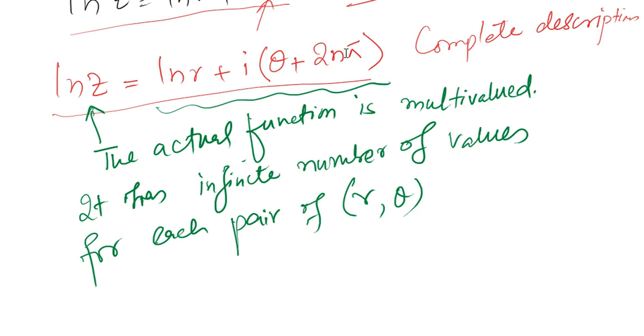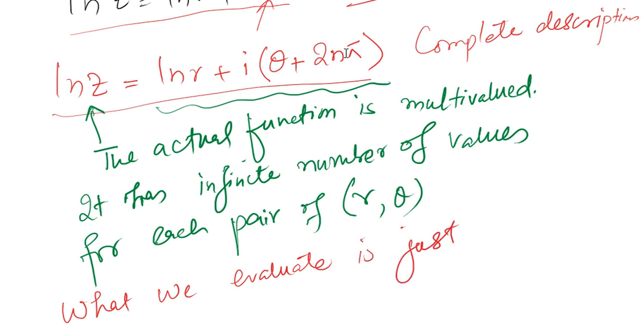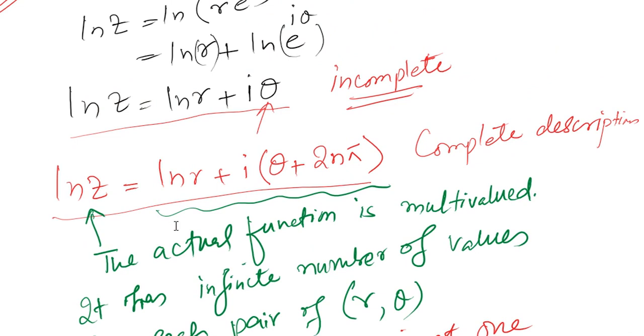So what we evaluate in mathematics is just one value of n. It can be any n. So it can be n equal to 0, for example, or n equal to 1 or 2 or 3, whatever. So when you do this, you get this function back.